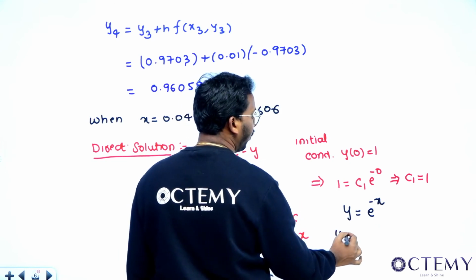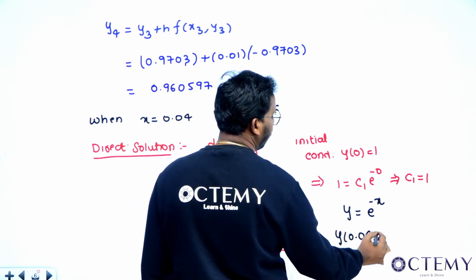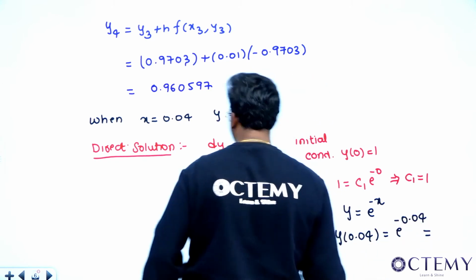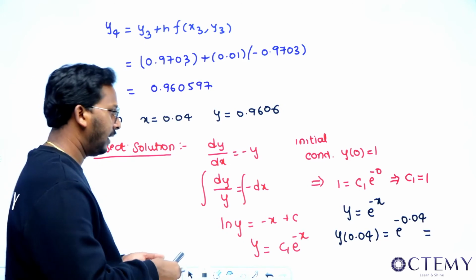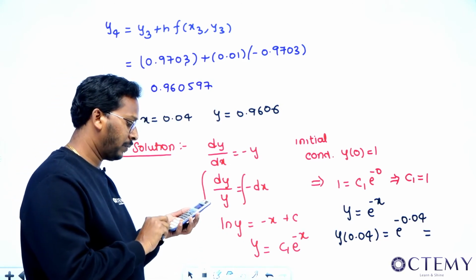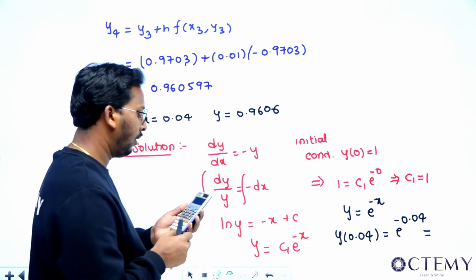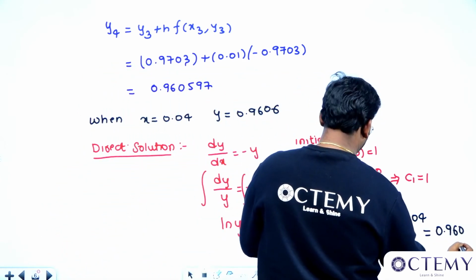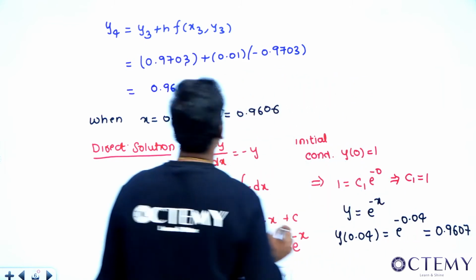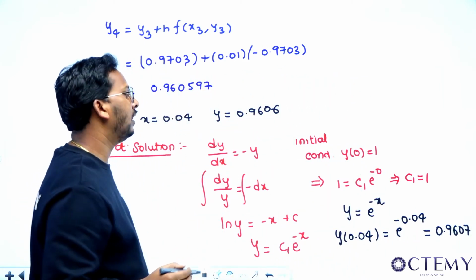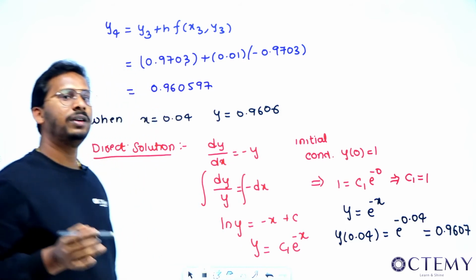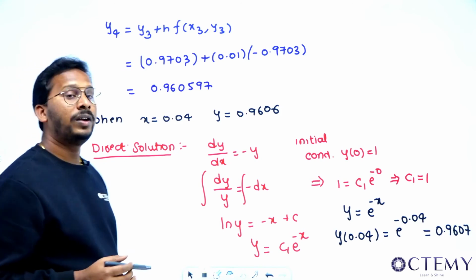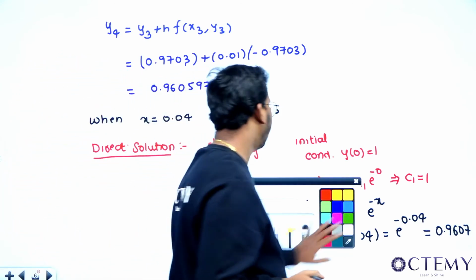Now if you want y(0.04), see how much you get. If you substitute 0.04 directly into e to the power minus x, you get 0.9607. So we got 0.960, three decimal accuracy. If you reduce h much smaller, then the error will be negligible. What is the error, sir?